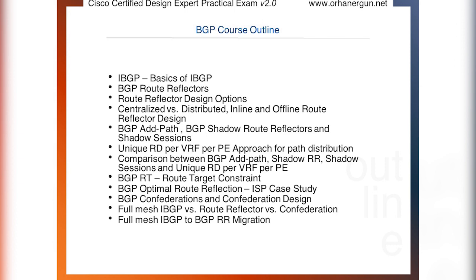And in real life, some networks which I am working with are relying on confederation design for multiple countries. They have an operation and they are using confederation. So better to understand that one as well. And I will show you a case study. If you have a full mesh iBGP network today, and if you want to migrate to a route reflector design based network, how we can do that.